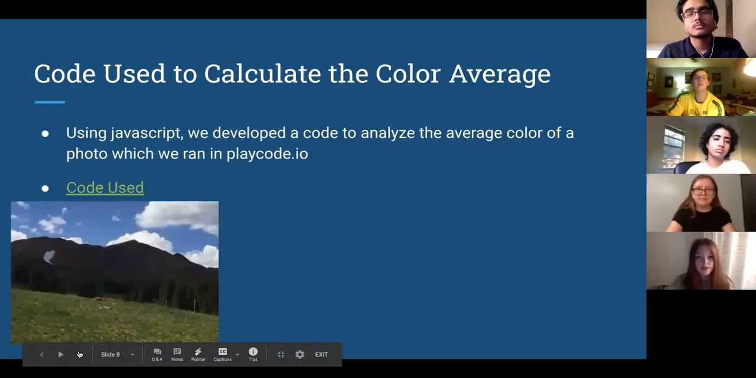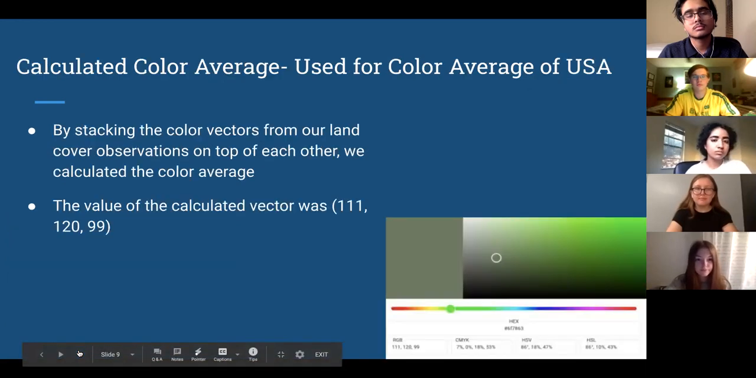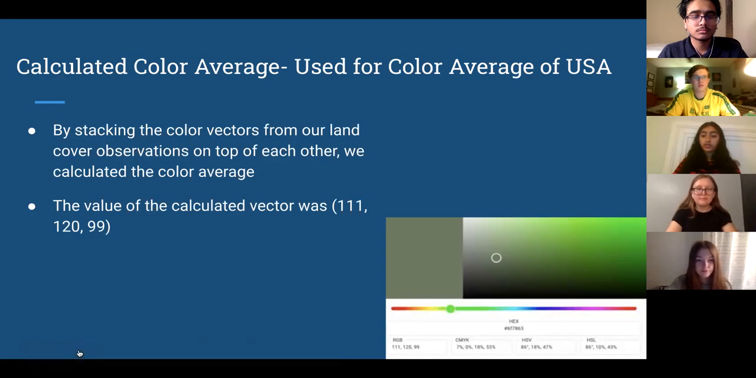We computed a color average using the code by stacking color vectors on top of each other to determine the average color in a region known to harbor mosquitoes. By stacking these color vectors, we were able to find an average which we used for our USA data analysis and the values on the screen.